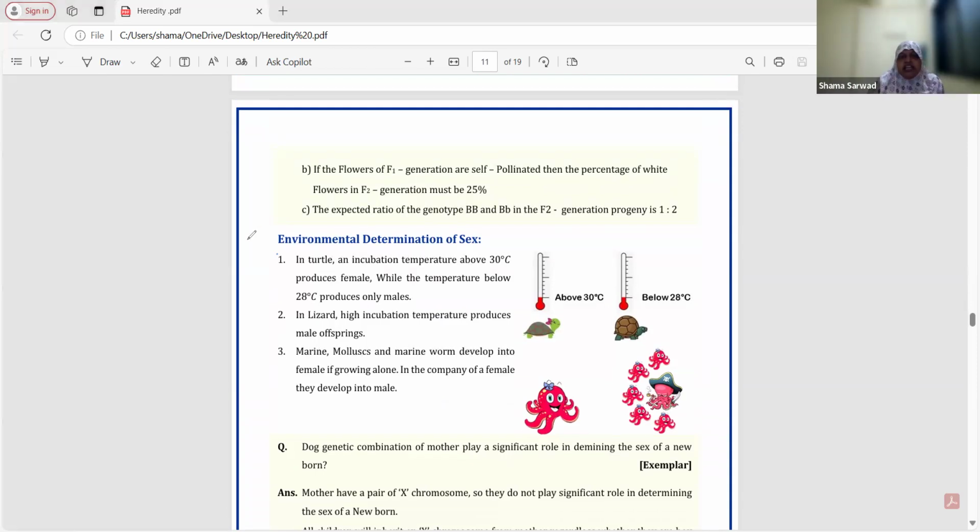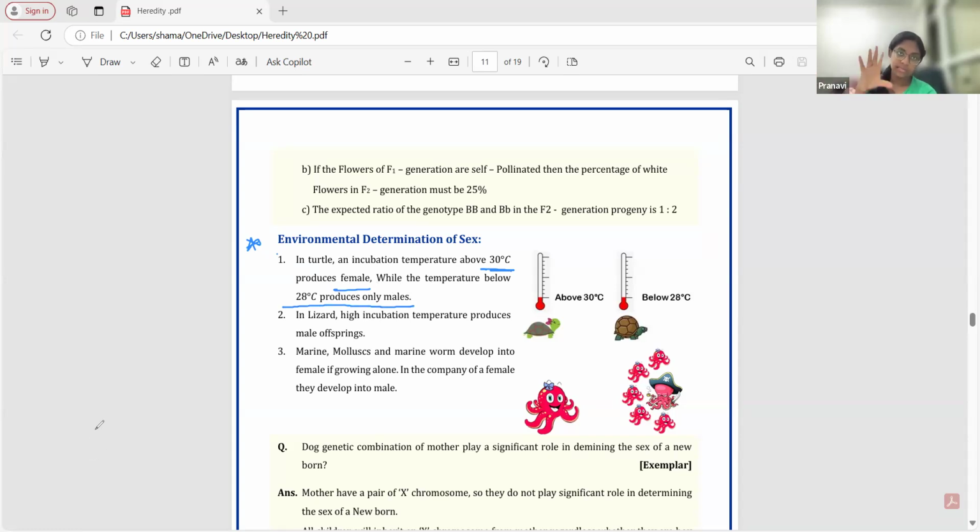See what is given here. Environmental determination of sex. In turtles, an incubation temperature above 30 degrees Celsius produces females, while a temperature below 28 degrees Celsius produces only males. But what if the temperature varies?